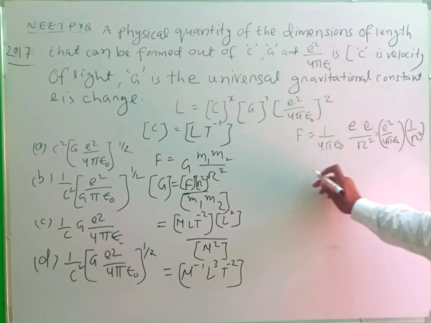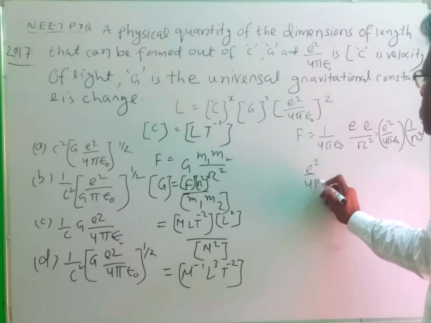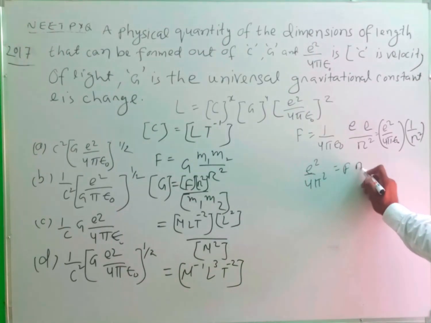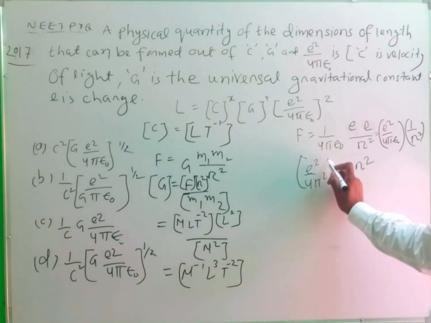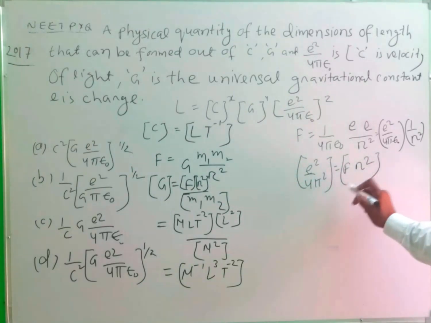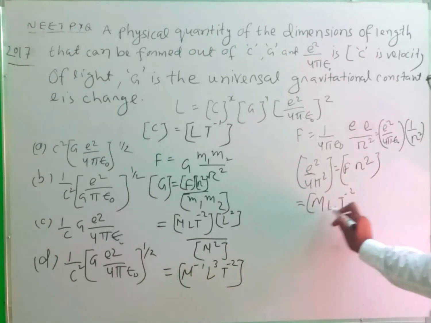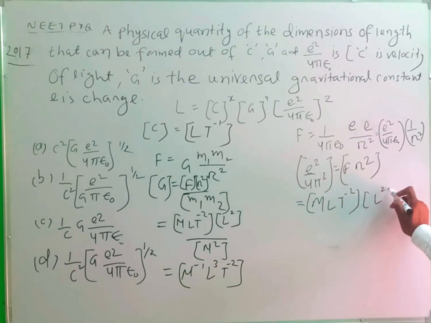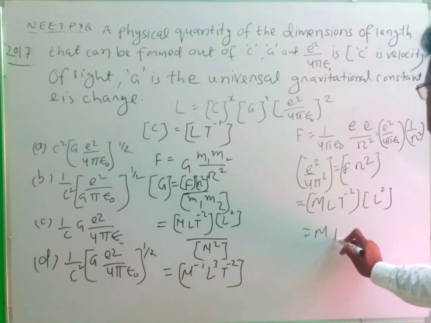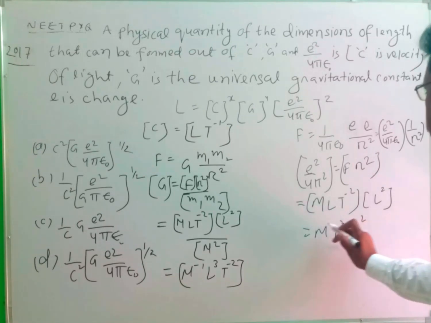So what is e²/4πε₀, students? This is equal to F r², and the dimensions of e²/4πε₀ will be equal to the dimension of F r², that is MLT⁻² multiplied by L². So this is ML³T⁻².